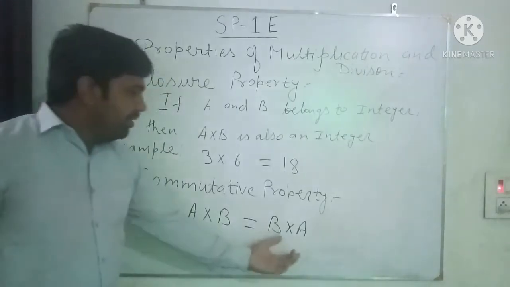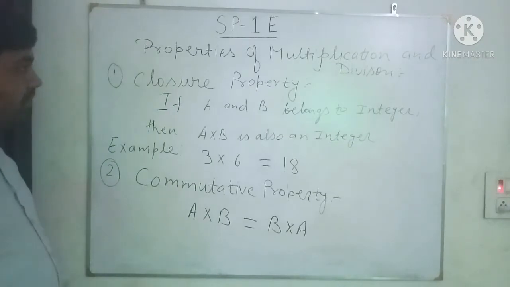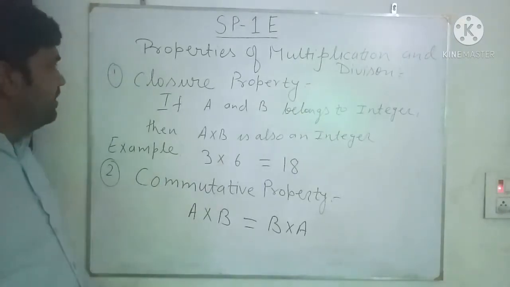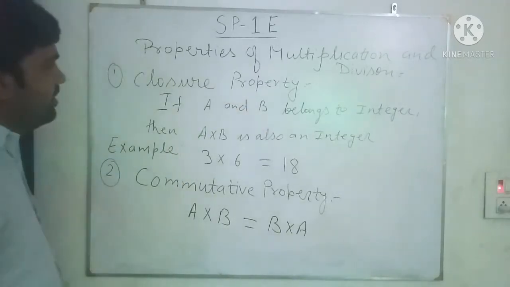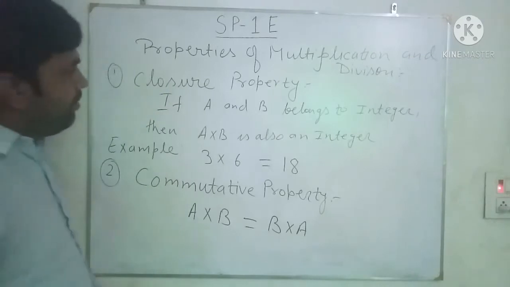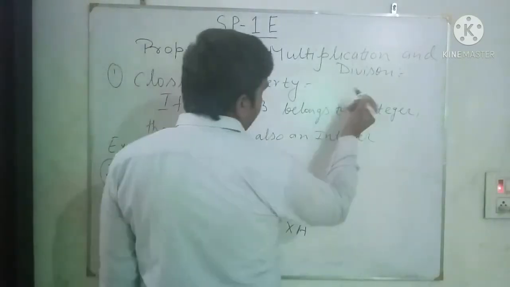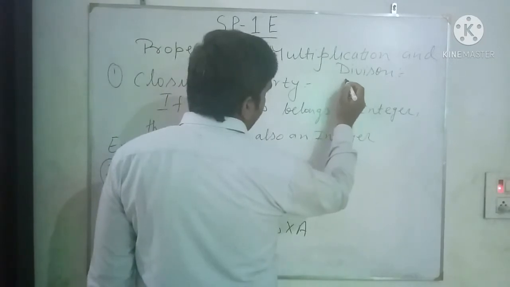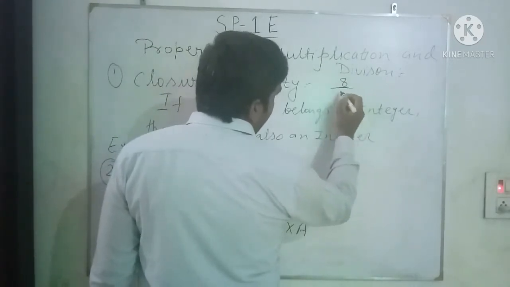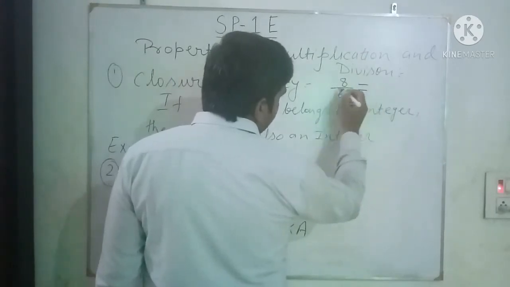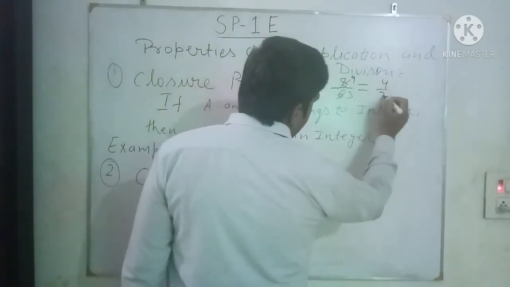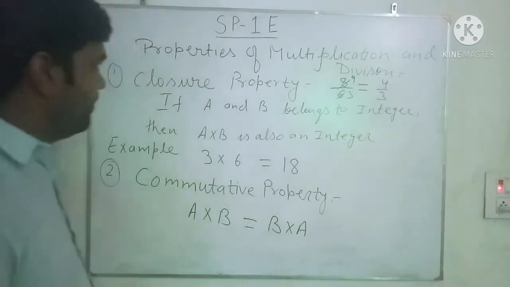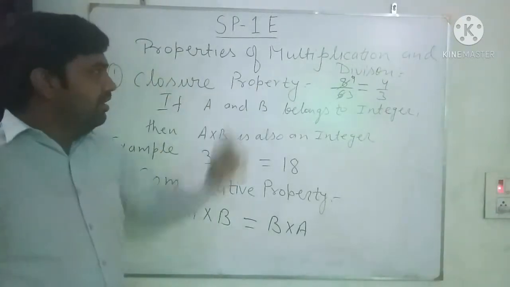But in division, the commutative property does not hold. Closure property in division also: if you divide two integers, it does not mean that you will get an integer. So the closure property holds on multiplication, but on division it does not hold. For example, 8 is an integer and 6 is also an integer. If you divide 8 by 6, what do you get? 2 fours are 8, 2 threes are 6, that is 4 by 3, and 4 by 3 is not an integer, it is a fraction. So the closure property does not hold on division.